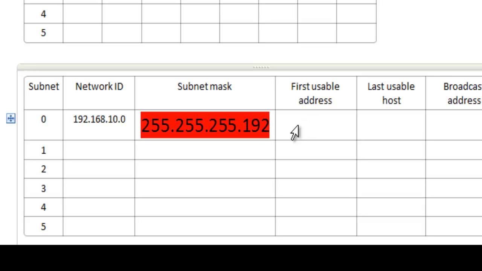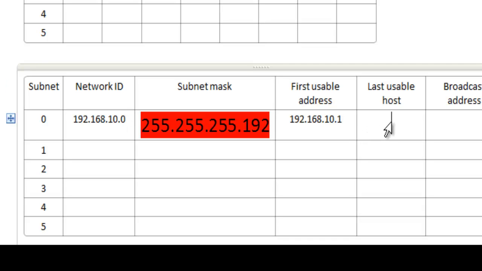So what is the first usable IP? What is the first usable IP? The first usable IP is, let me copy this one too. Copy here, paste. It is dot one because the network ID is 0. So the first usable IP.